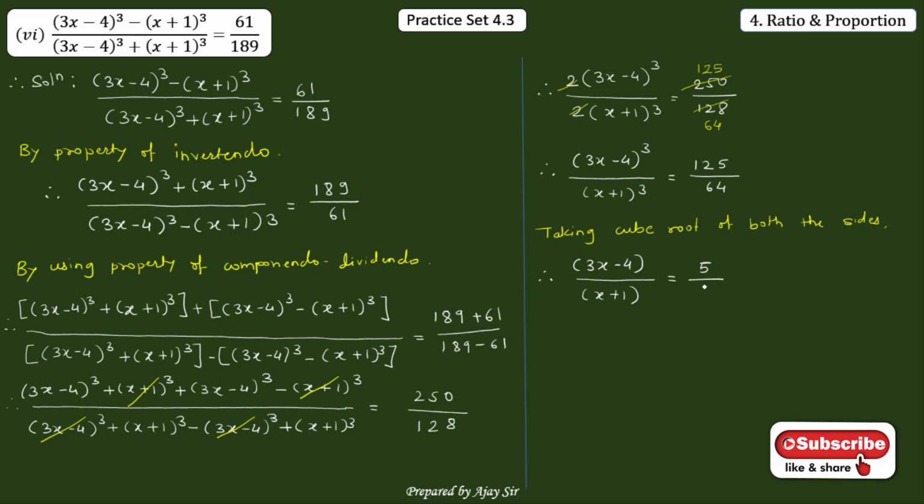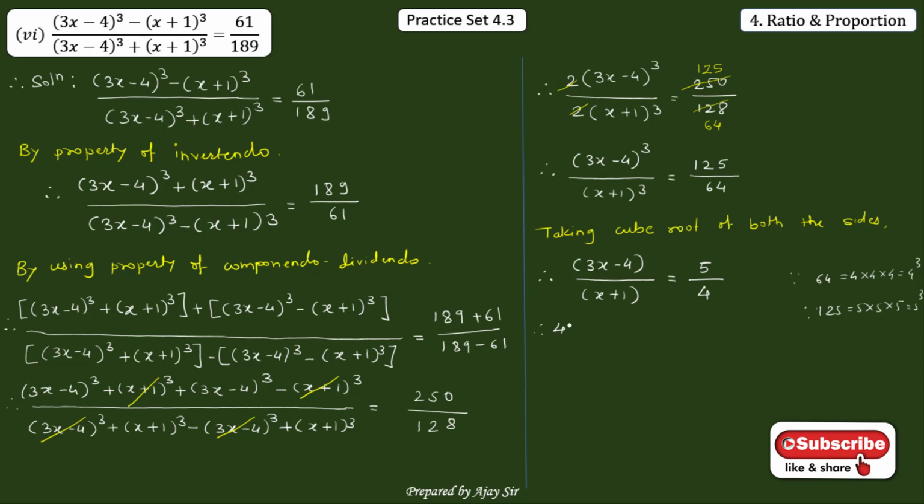If you have any doubt, 125 we can write as 5 into 5 into 5, that is 5 cube. Similarly, 64 we can write as 4 into 4 into 4, that is 4 cube. So that's why these are the numbers. So let us take the cross product of this, and you will get the value of x.